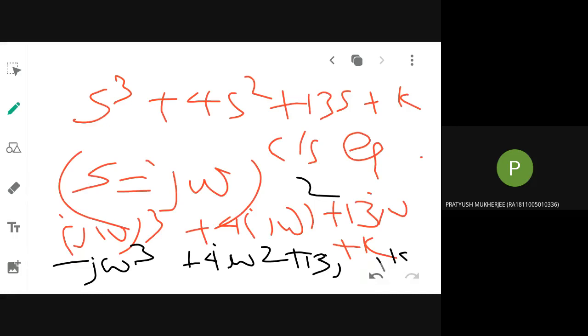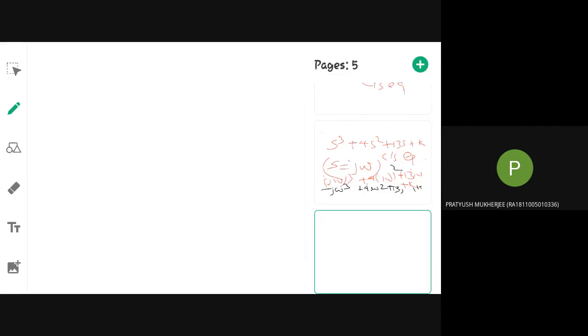So what is the real part and what is the imaginary part? I am writing it clearly. Tell me what it will be. Minus j omega cubed, I think so. Then minus 4 omega squared. Tell me the answer. I have asked you just to substitute s is equal to j omega. Yes, ma'am. If you simplify it, what will be the answer that you will be getting? Don't simply keep quiet. I don't like it.